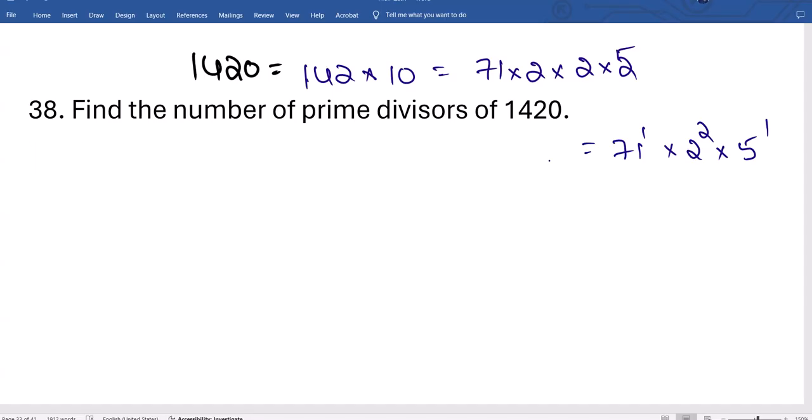Right, the question is regarding number of prime divisors. So how many prime numbers are used? 71 is a prime number, how many times is it used? One time. 2 is a prime number, how many times is it used? 5 is a prime number, this is 4.